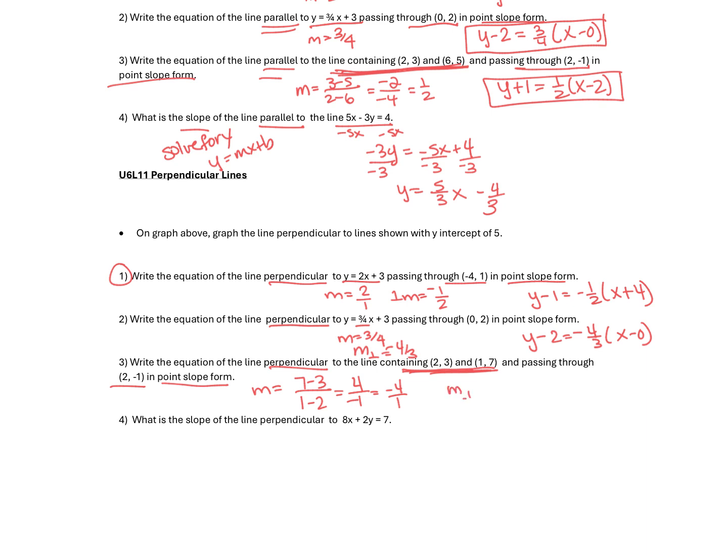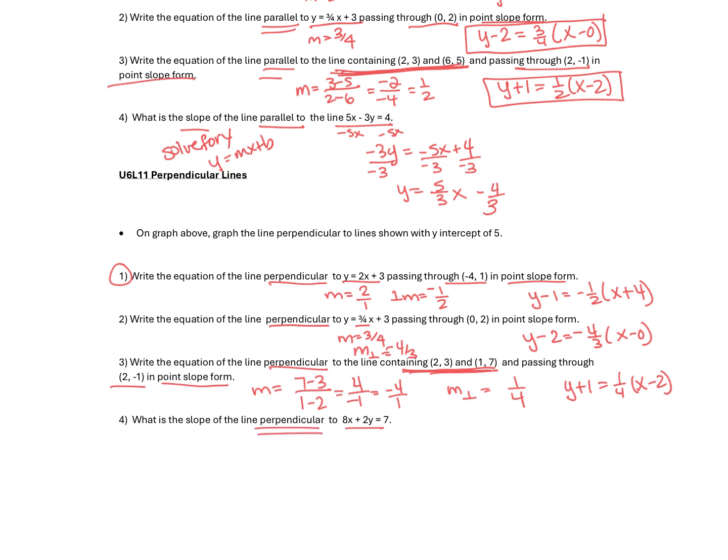So my perpendicular slope would be the reciprocal of that, and it would be opposite, which now makes it positive. So it looks like my equation would be y minus my y minus -1 is plus 1, equals 1/4 x minus my x.